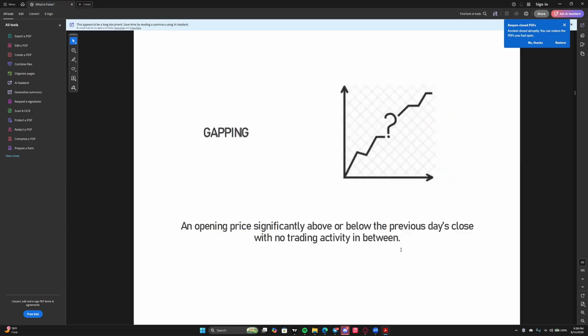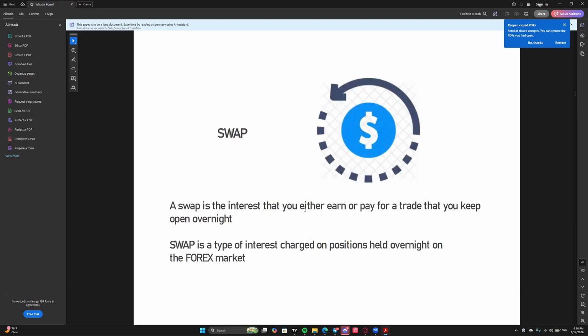Depreciation is a decrease in the value of an exchange rate. Gapping is something that happens in the forex market over the weekend. When the market closes, if there is trading activity over the weekend, once the market opens on Sunday night, it will open with a gap to adjust to that activity. So it's an opening price below the previous day's close with no trading activity in between. That's a gap.